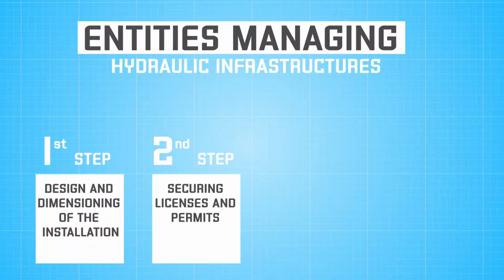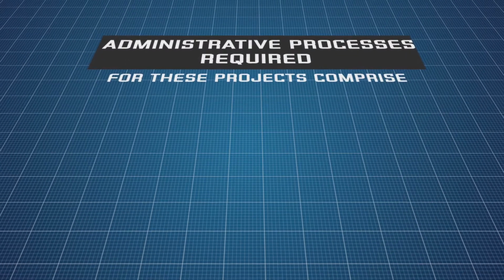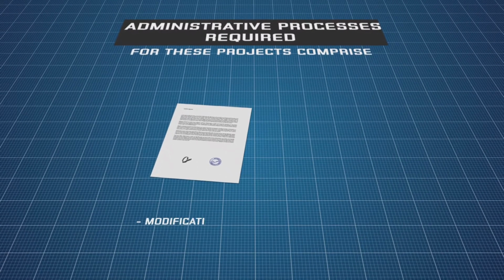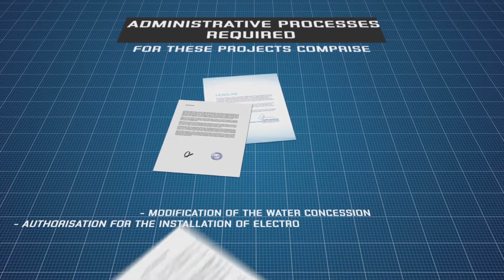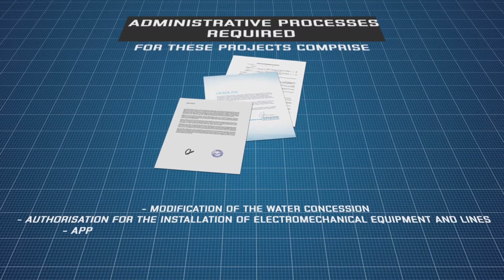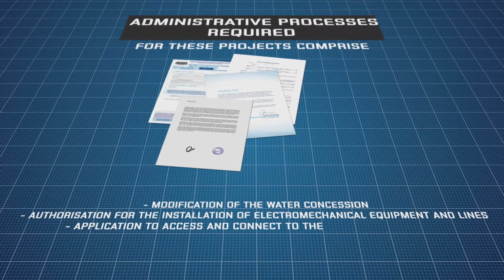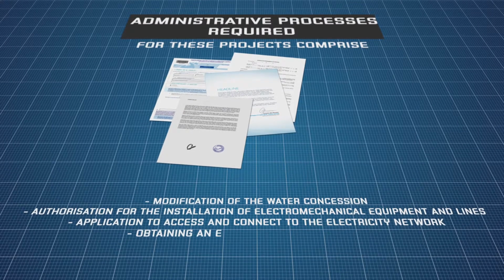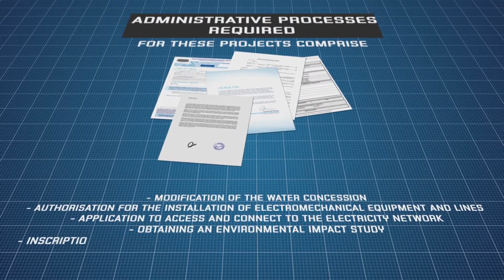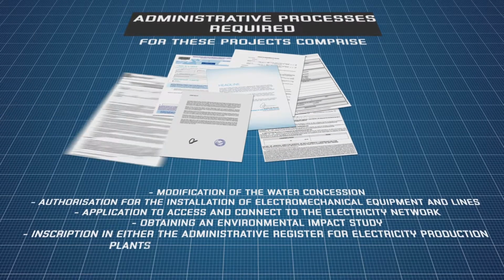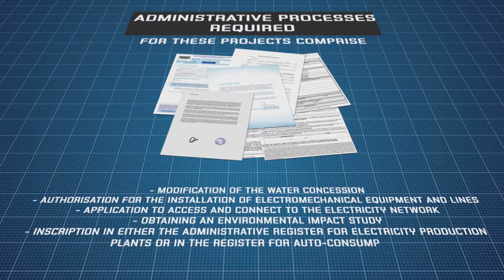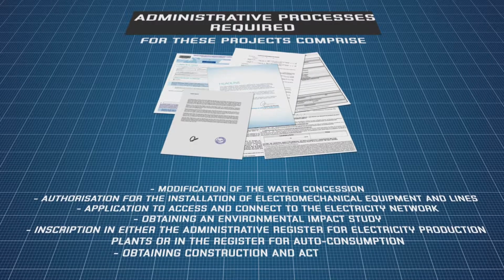Second step: securing licenses and permits. In general, the administrative processes required for these projects comprise the modification of the water concession, an authorization for the installation of electromechanical equipment and lines, an application to access and connect to the electricity network, obtaining an environmental impact study, inscription in either the Administrative Register for Electricity Production Plants or in the Register for Auto Consumption, and obtaining construction and activity licenses.